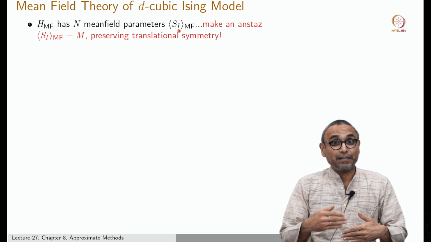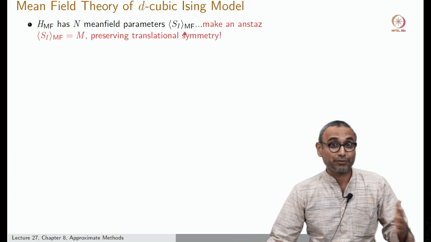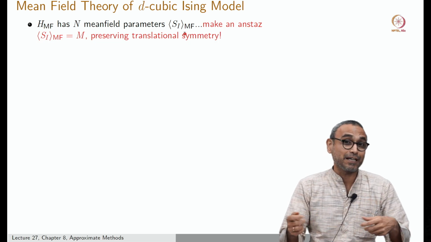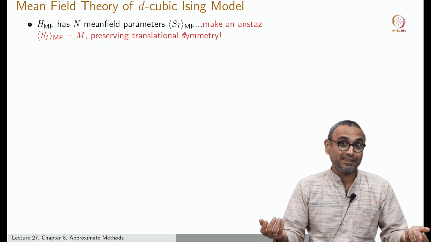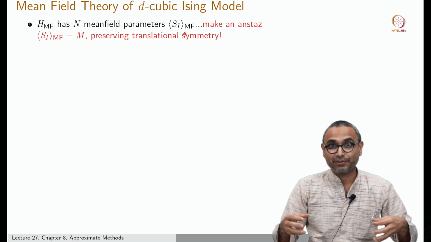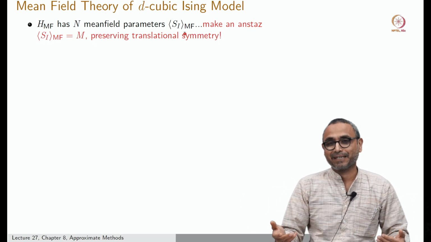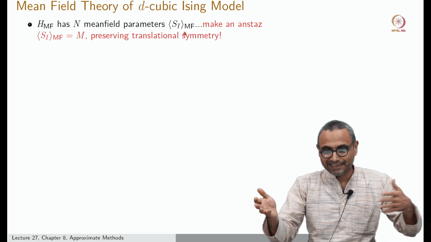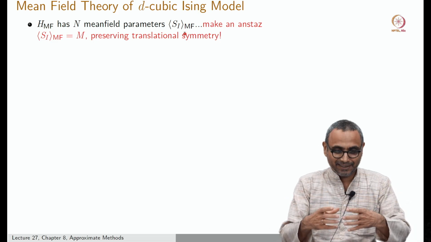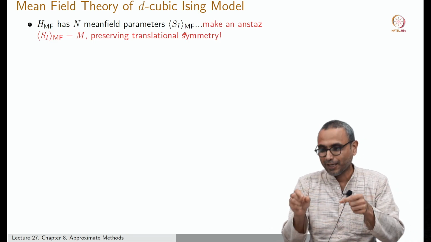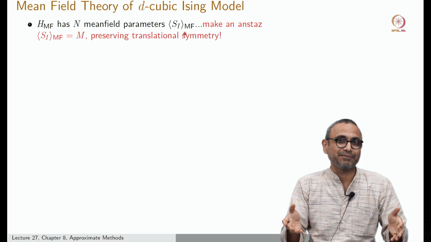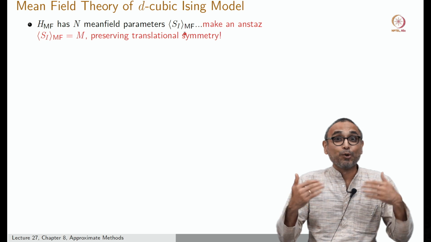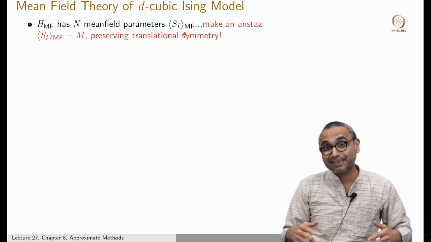You realize that if I choose these numbers differently at different sites, that means I am breaking translational symmetry. Remember, these are expectation values over some ensemble. So if I get different expectation values at different sites, I am breaking translational symmetry. But I know from experiments, for example, that the magnetization is the same, quote unquote, everywhere in the crystal. If I take a sample, this region of the sample is the same as that region of the sample. So what we are going to say is that I am looking for a mean field which is translationally symmetric.